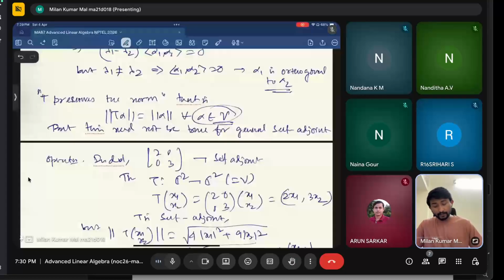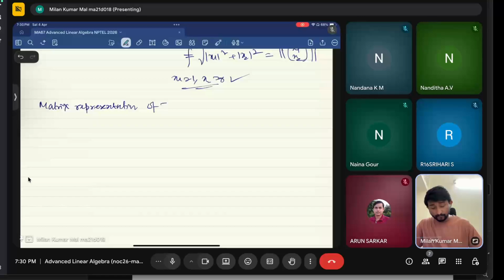Okay. The matrix representation of T over an orthonormal basis is Hermitian. That is also correct. Why is that correct? I have said it is a correct statement, so as an option it is incorrect. So the matrix representation of T with respect to an orthonormal basis is Hermitian.